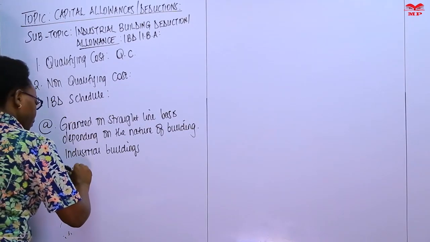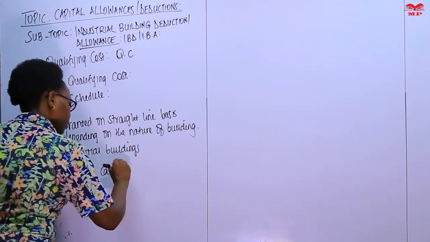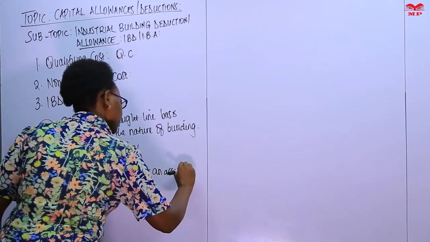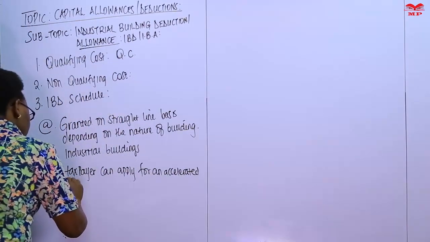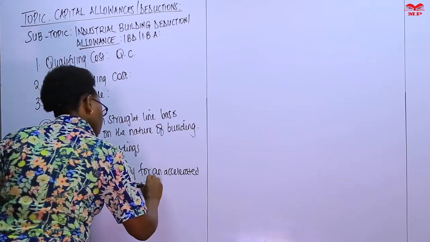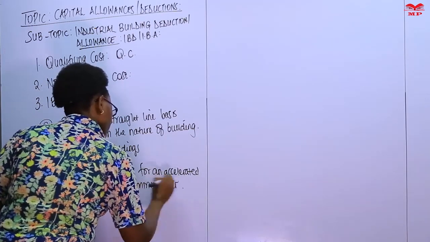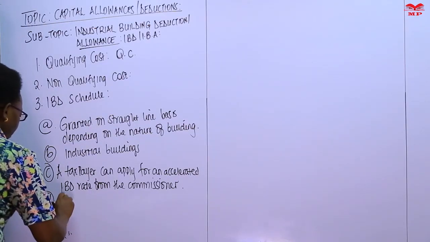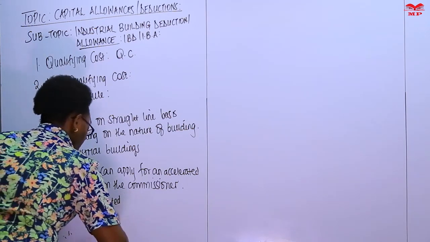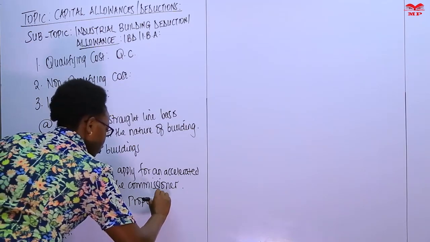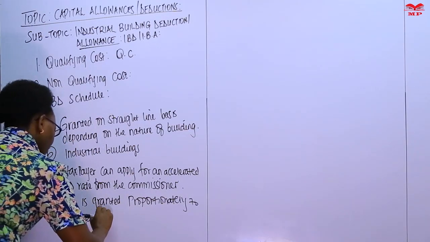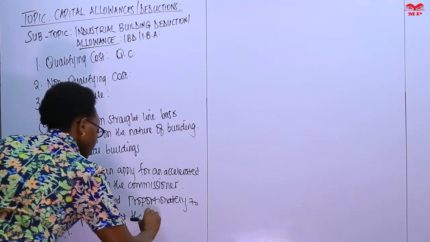So a taxpayer can apply for an accelerated IBD rate from the commissioner. Now, IBD is granted proportionately to the period that the building was used.